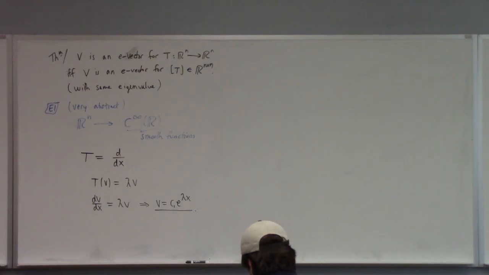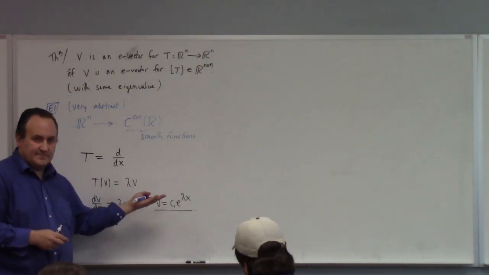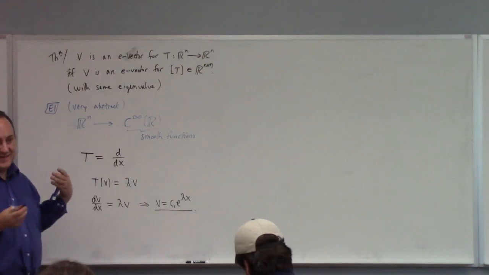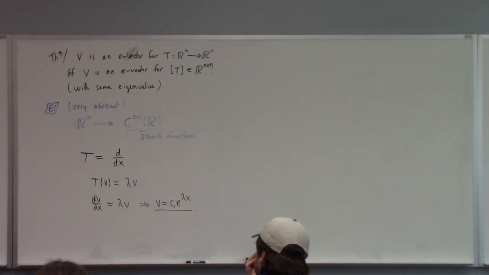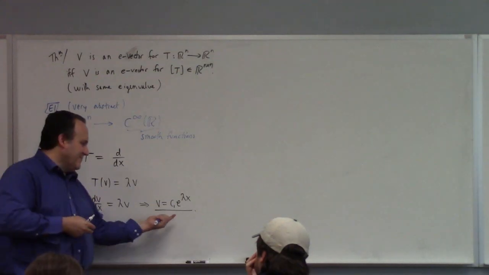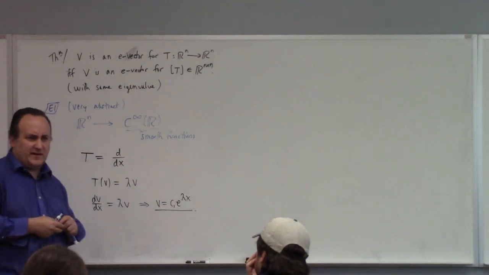Now, I'm using the word vector in a very abstract way at the moment, right? I don't mean a directed line segment. Whatever this word vector means, it's something much more abstract than that, yes? Because how many different functions are there like this? As many choices as lambda, you've got different functions. And you can prove that if I have lambda 1 and lambda 2 and they're not equal, e to the lambda 1 x and e to the lambda 2 x are linearly independent. So exponentials with different arguments are in fact linearly independent functions. So there's infinitely many linearly independent eigenvectors for the differentiation operator.